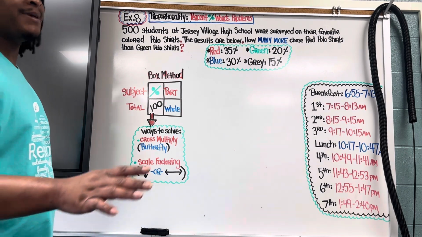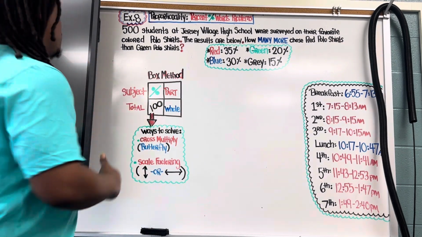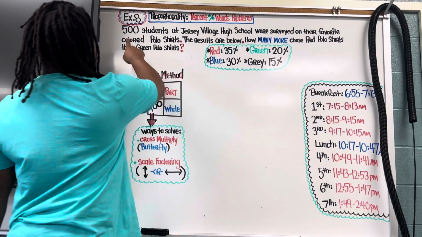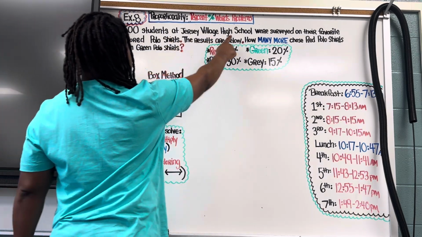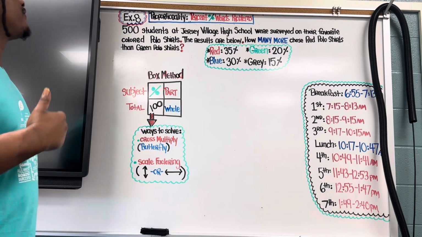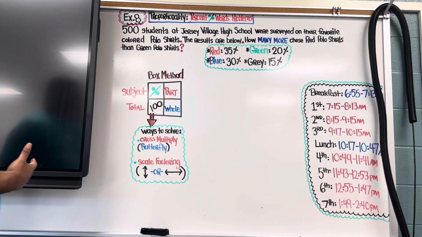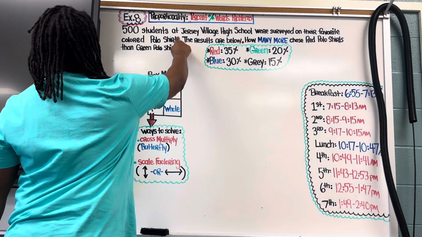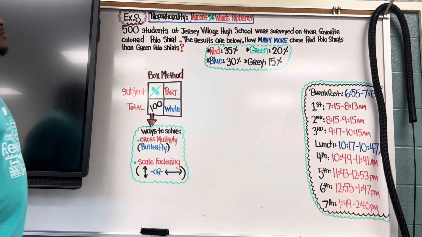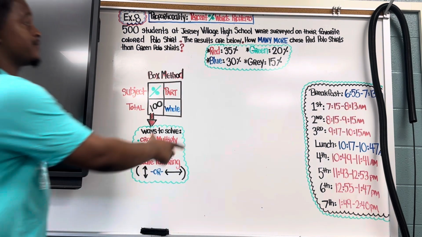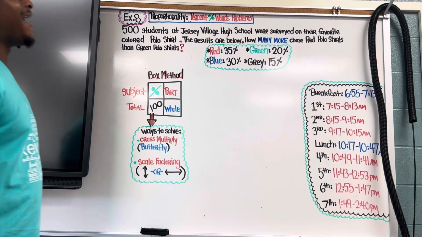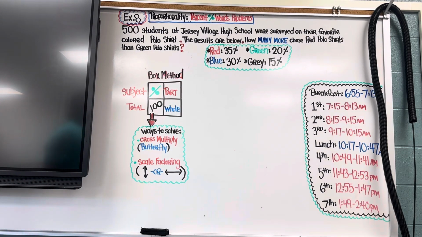So let's go ahead and read this problem, guys. We're going to follow the same exact steps as the previous videos. It says 500 students at Jersey Village High School were surveyed on their favorite colored polo shirt. The results are below, right? Here are the results, the percentages.